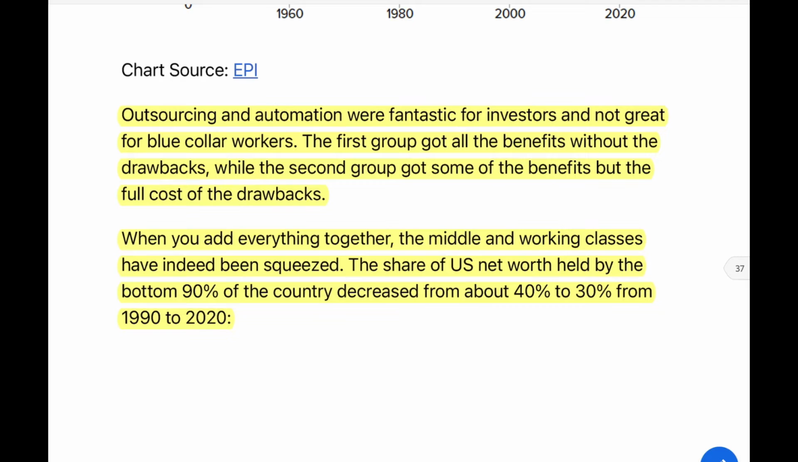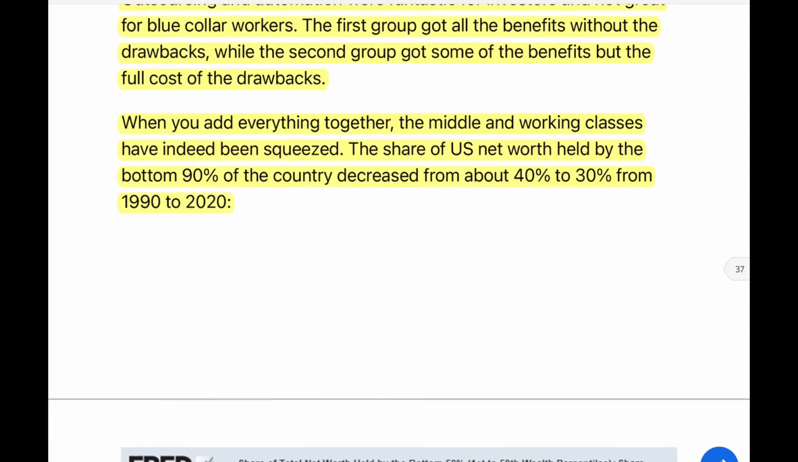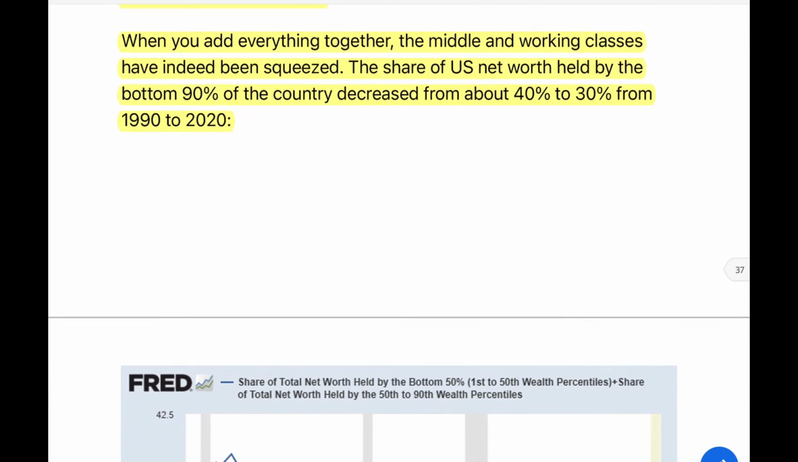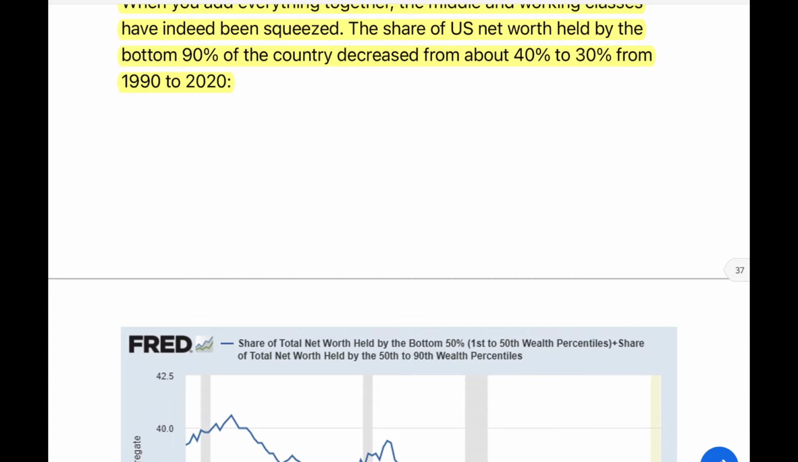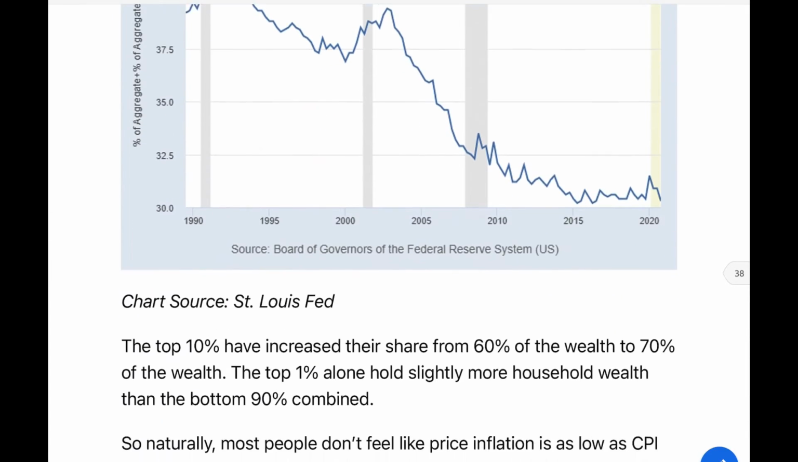Outsourcing and automation were fantastic for investors and not great for blue collar workers. The first group got all the benefits without the drawbacks, while the second group, your blue collar workers, got some of the benefits but the full cost of the drawbacks. When you add everything together, the middle class and working class have indeed been squeezed. The share of the U.S. net worth held by the bottom 90% of the country decreased from 40% to 30% from 1990 to 2020.